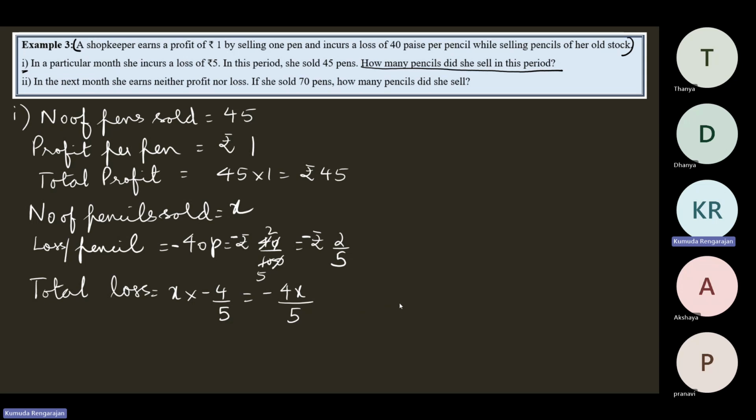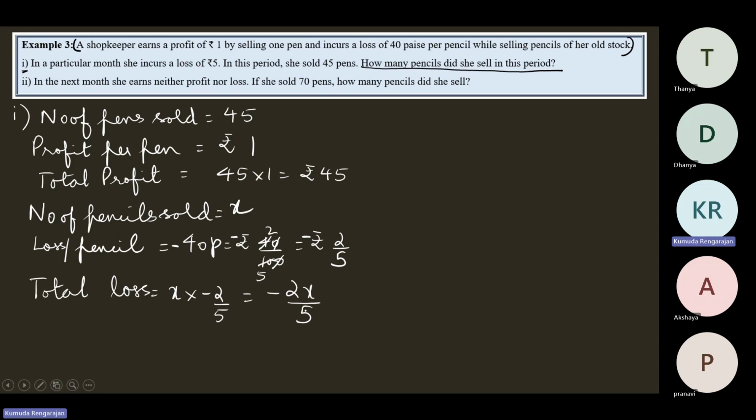So X. Loss is, how do you convert paise to rupees? 40 by 100. So when you simplify, you get 2 by 5. Minus 2 by 5 because it's loss. Profit is positive, loss is negative. Because it's integers, you'll have to use the signs. So the total loss is X into 2 by 5. No, by mistake, I've written 4 by 5. Sorry. 2 by 5. X into minus 2 by 5, which is minus 2x by 5.